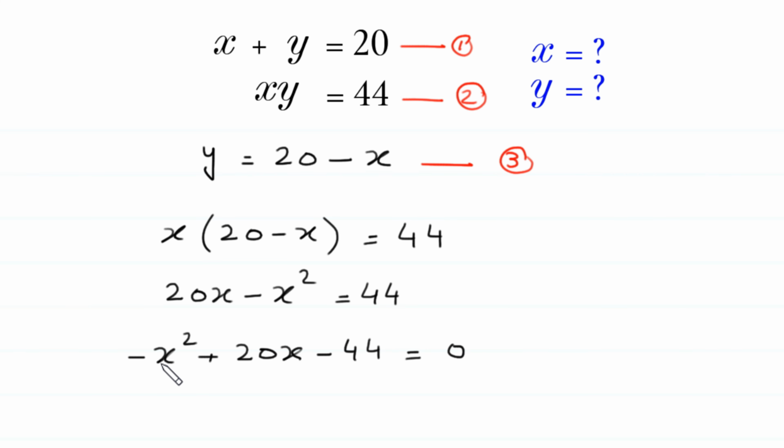Now because here we have negative x square, to make it positive we multiply both sides of this equation by negative 1. Left side we multiply by negative 1, and the right side we multiply by negative 1. Negative 1 times negative x square, and negative 1 times plus 20x is minus 20x, and negative 1 times negative 44 is plus 44, is equal to 0 times negative 1, 0.